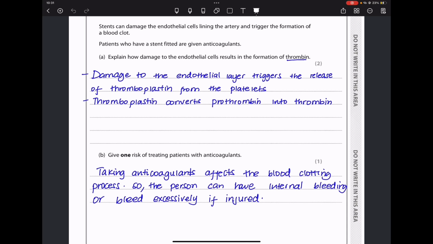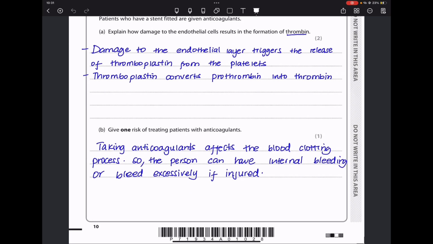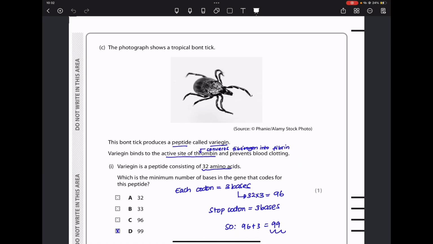In part B, they say give one risk of treating patients with anticoagulants. Remember, anticoagulants prevent the clotting of blood or formation of clots, and that means there is a chance that the patient could bleed without stopping or internal bleeding could occur. So I say taking anticoagulants affects the blood clotting process, so the person can bleed internally or bleed excessively if injured. Next, they say the photograph shows a tropical pond tick.